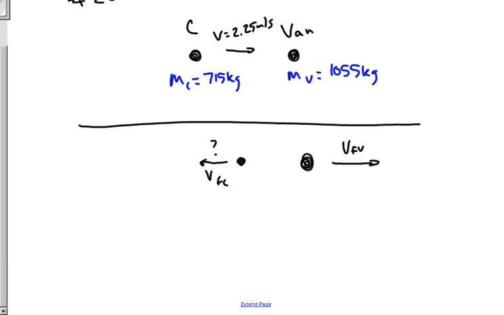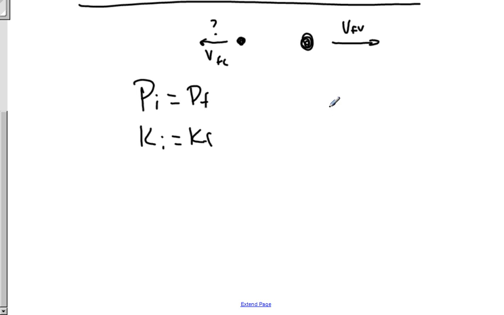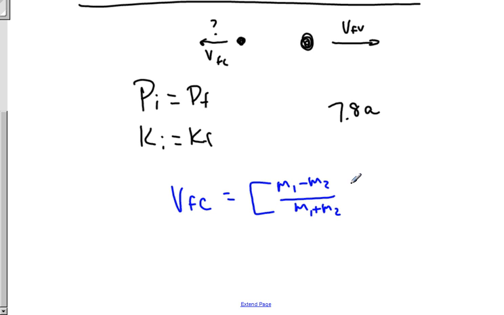So in this problem, we can see that both momentum is conserved as well as kinetic energy. Because our initial velocity of the van is equal to 0, we can use the unique result found in equation 7.8a of our textbook. That equation says that the final velocity of the moving object is equal to the difference in the masses divided by the sum of the masses times the initial velocity of the moving object.